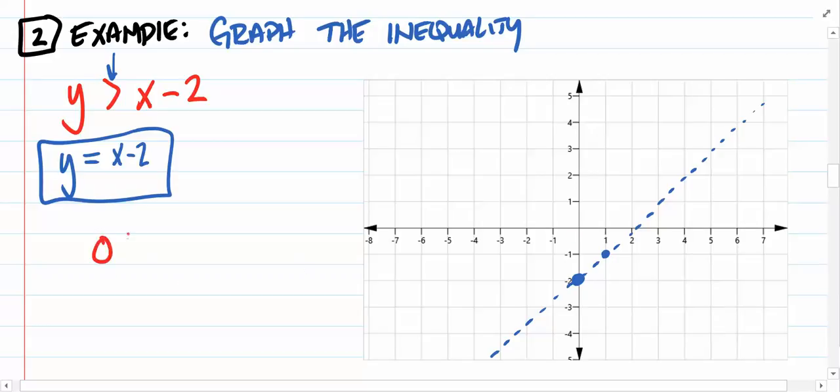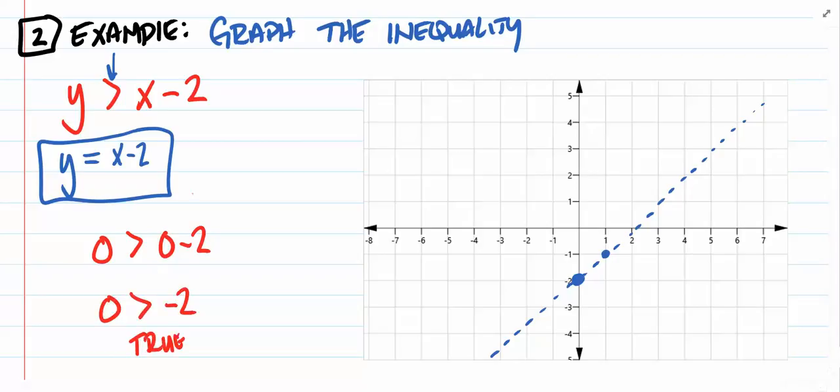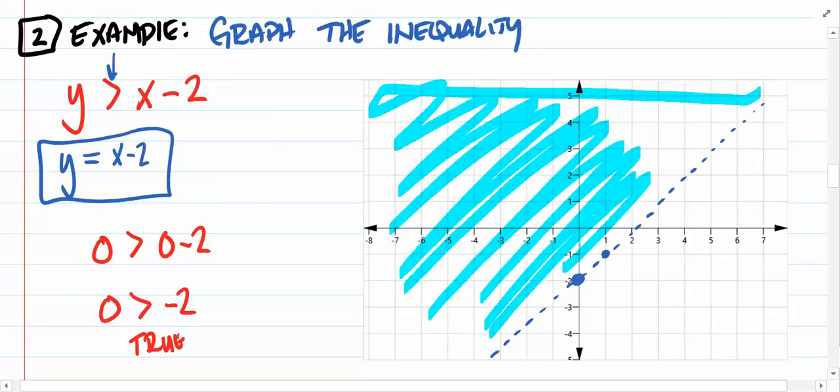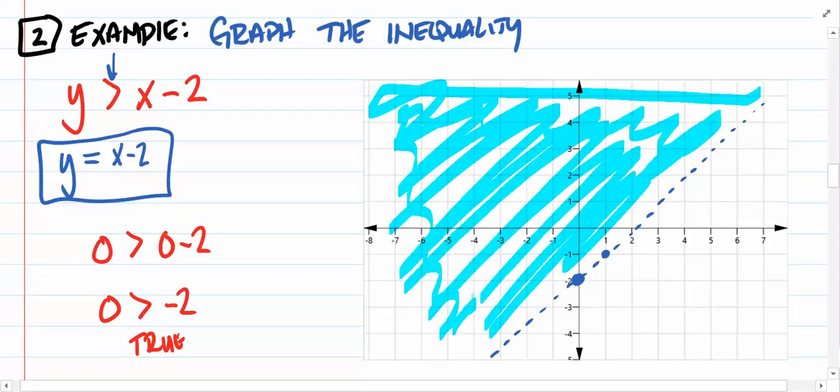So is 0 greater than 0 minus 2? Is 0 greater than negative 2? That answer is a true statement. So therefore, we're going to shade the region of the true statement. So we would shade all of this area, and you can just use your pencil and shade it in like this.